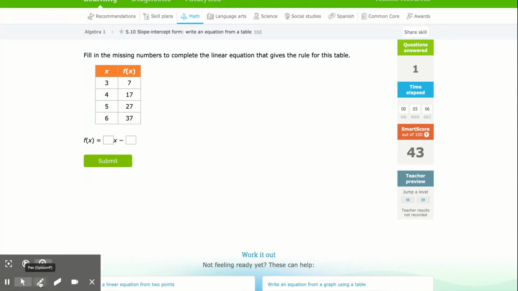Now be very careful with the y-intercept though. If you'll notice, they already put a minus right there. That tells me my y-intercept's a negative value. But let's find the slope first.